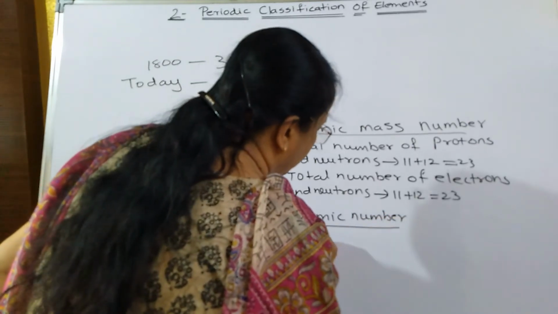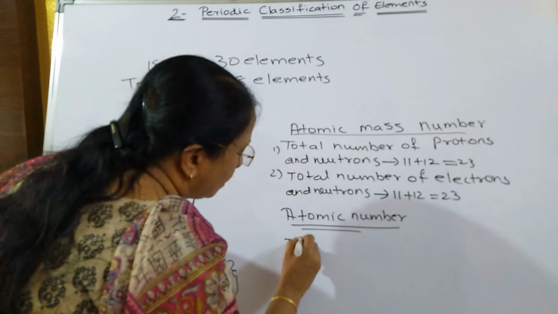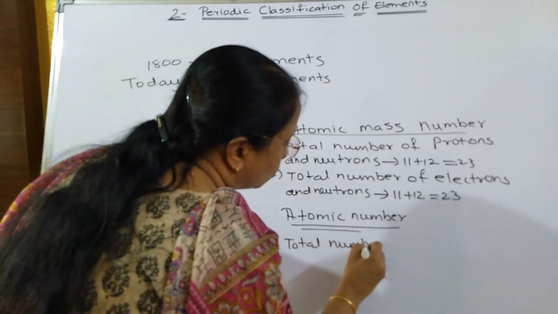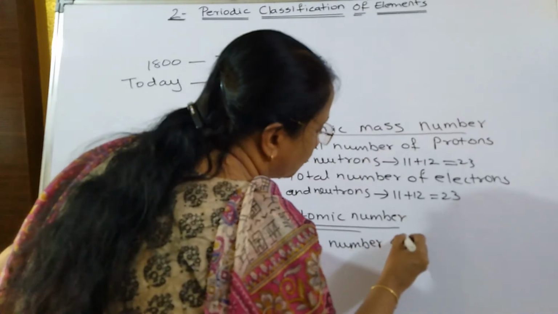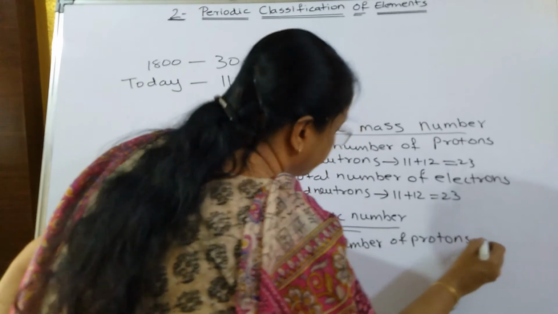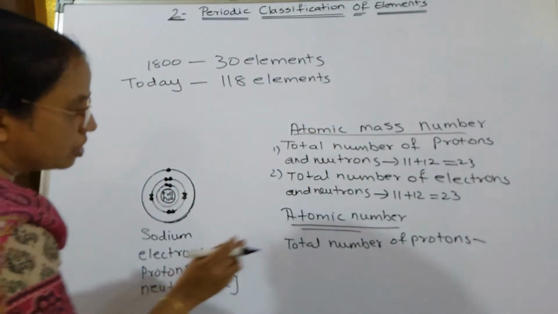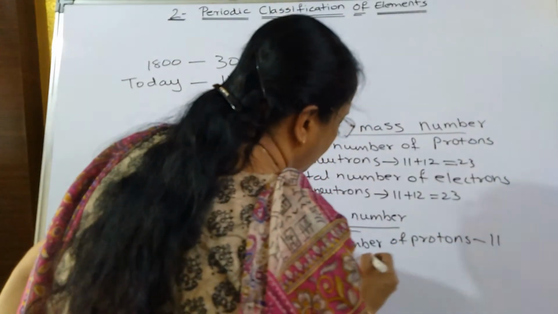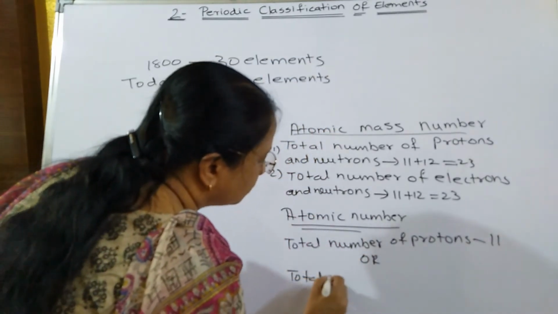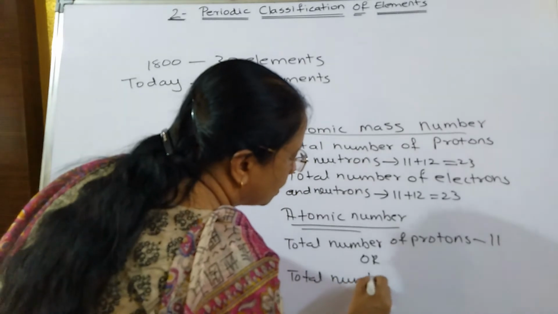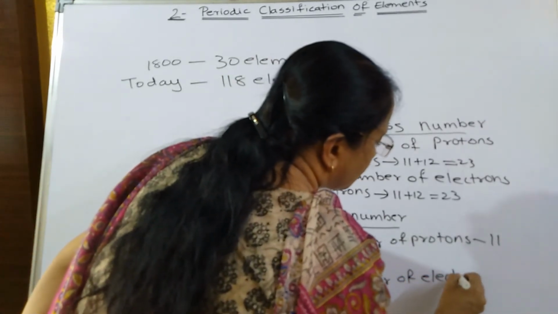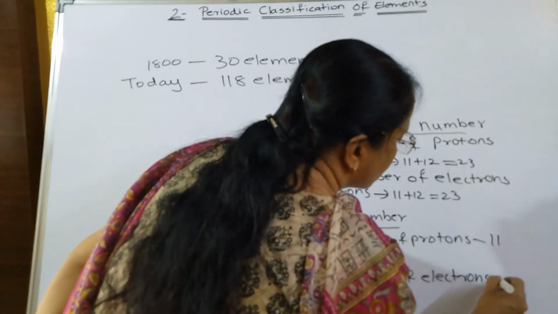Atomic number is what? Total number of protons, only protons. How many protons are there in this? Total number of protons is how much? 11. Or also you can write down total number of electrons, because the total number of electrons is also the same, only 11.